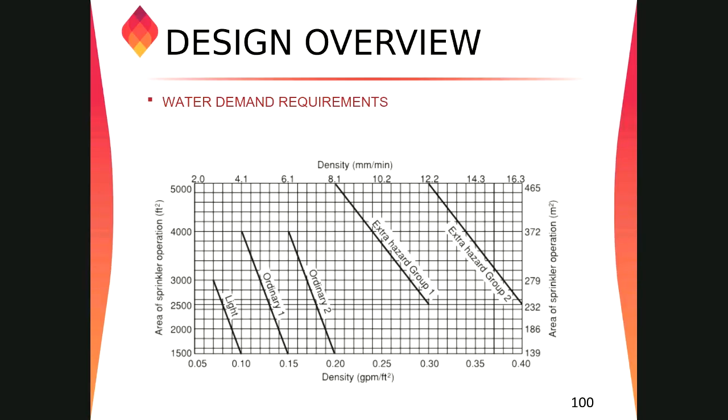But if you are looking at the extra hazard group 2, the minimum design area we should have taken for extra hazard should be 2500, at a flow of 0.40 GPM. So now the flow is increasing, right? The flow increased and the design area also increased, with a minimum of 2500.